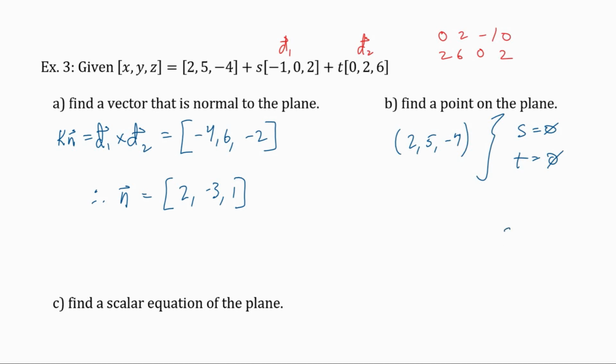So what if I did s equals 1 and t equals 0? Again, making it easy. It only said 1 point, but I'm going to do 2 just to demonstrate. Well, if s is 1, I've got 2 minus 1, 5 plus 0, and negative 4 plus 2. Okay, and so t was 0, so that part I didn't have to worry about, but I just took this position vector and multiplied this direction vector by a scalar of 1 and then added those vectors together.